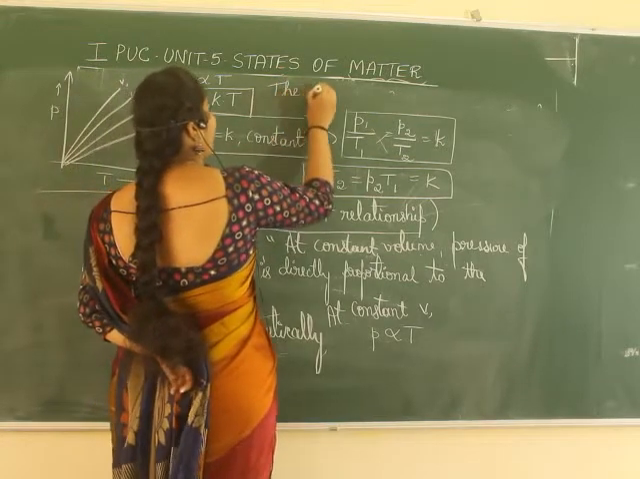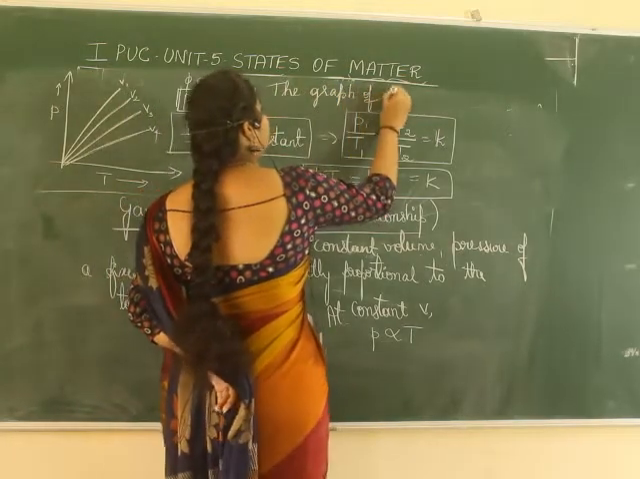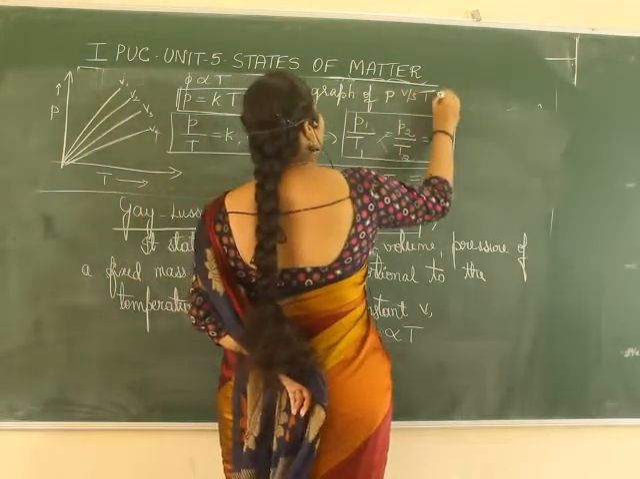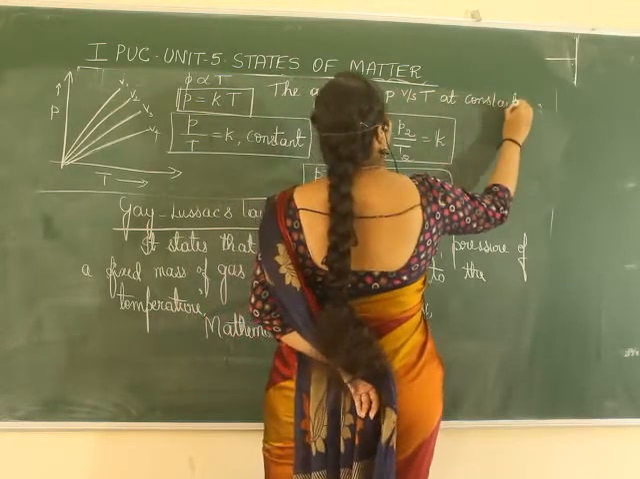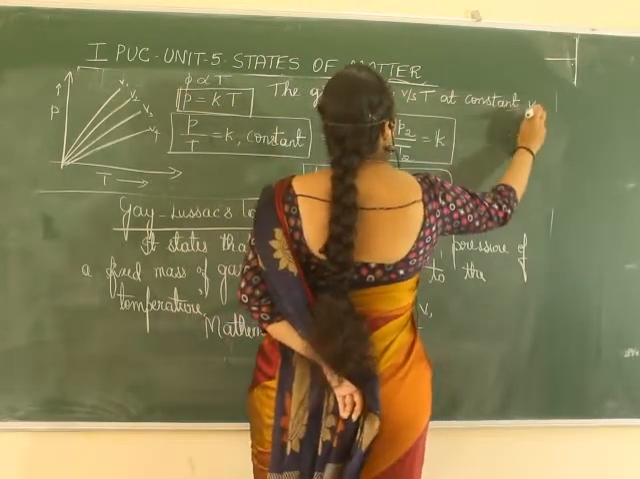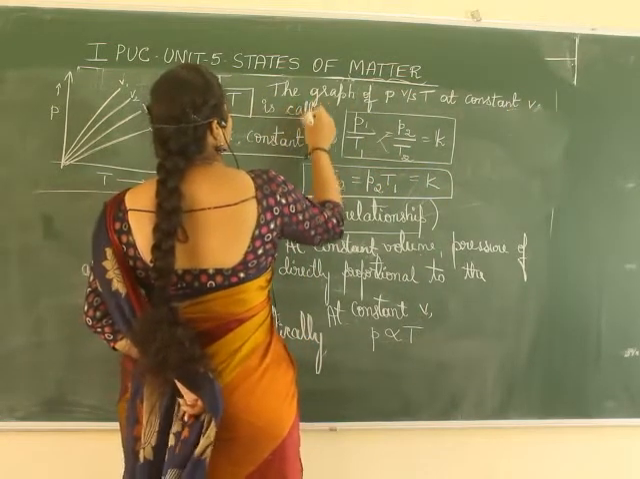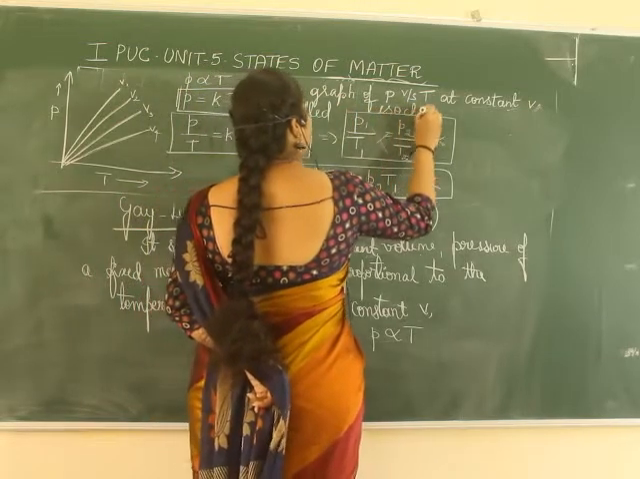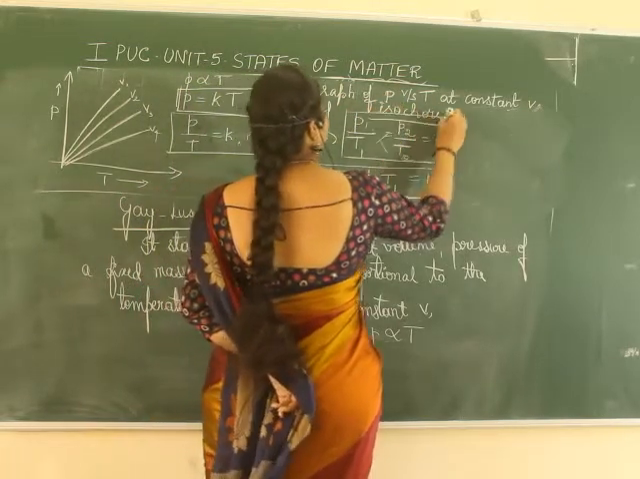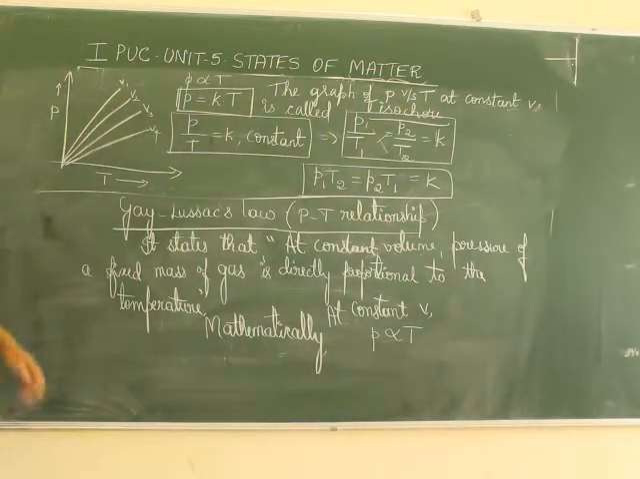The graph of pressure versus temperature at constant V is called isochore. I-S-O-C-H-O-R-E. Isochore. This is about Gay-Lussac's law, which you need to know.